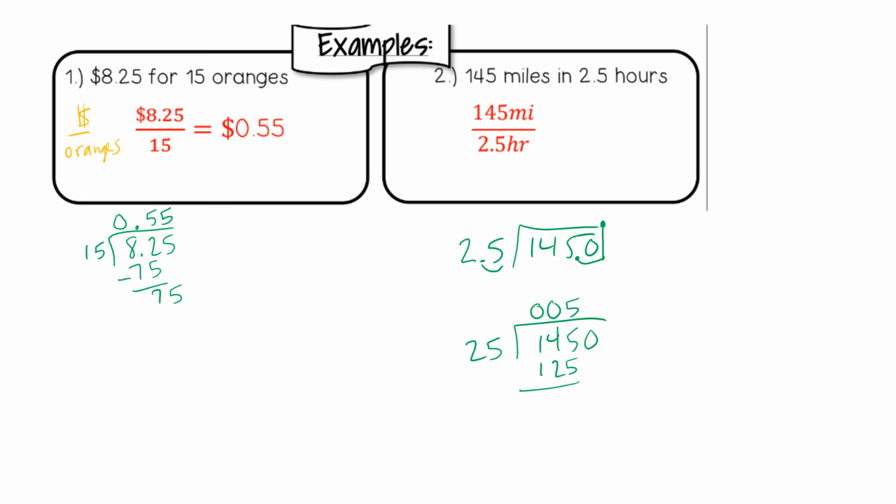And, oops, sorry. So that's going to be 200, and that goes in 8 times. So, oh, I forgot the decimal. It goes right up there. So here we go. 58 miles, right here. Yeah, 58 miles per hour. That's our unit rate.